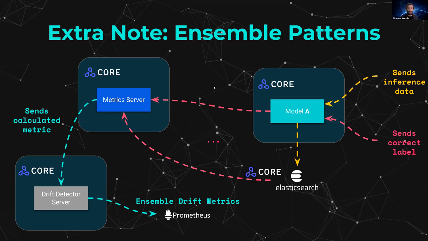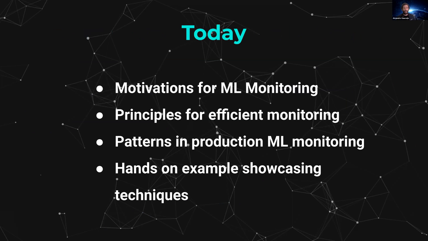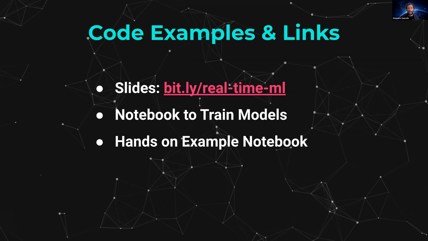So with that said, I've covered most of the key things. Actually, I covered all of the key things. We delved into the motivations for machine learning monitoring, the principles for efficient monitoring, some of the core patterns that you can adopt in your production infrastructure, and a hands-on example that you can try yourself, and actually 4 or 5 different hands-on examples that we covered that you can try yourself as Jupyter Notebooks. And again, the slides are at this link, bit.ly/realtimeml. You can find all the links there as well.